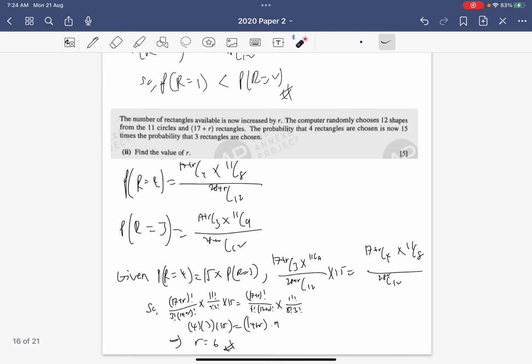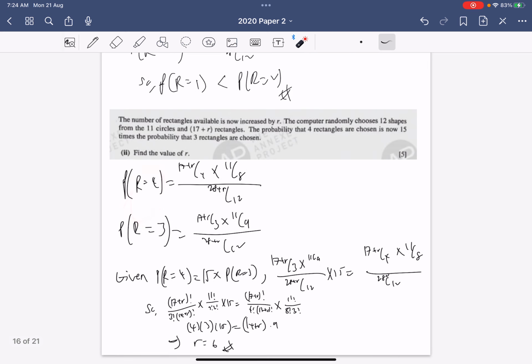So in this case, the probability r equals 4 is 17 plus r choose 4 times 11 choose 8 over 28 plus r choose 12. And if you find the probability r equals 3, it will be this. Since we know that this is 15 times the probability of this, with a quick equation we should be able to simplify, and we solve that r equals 6.